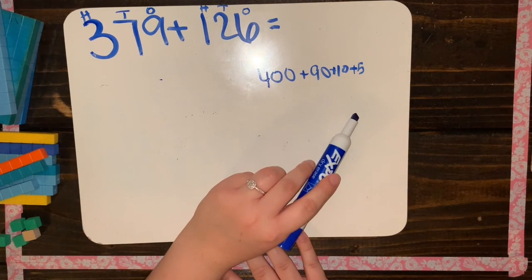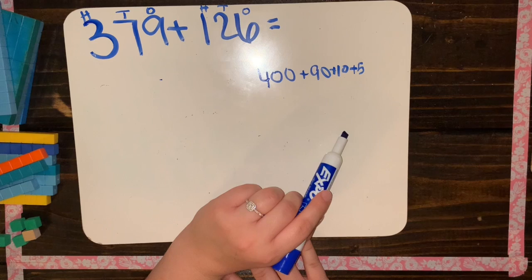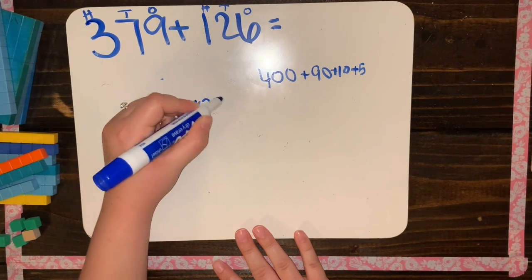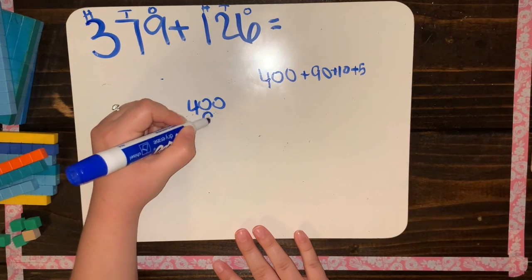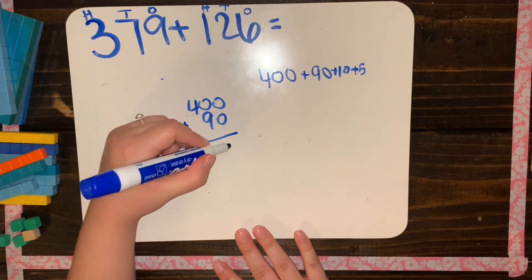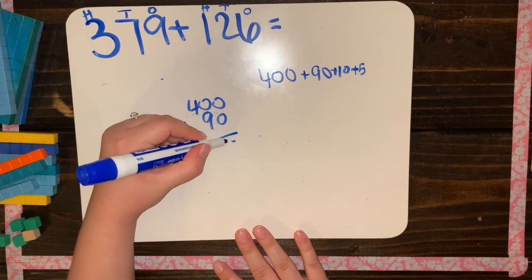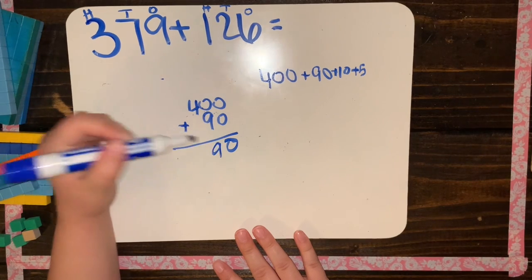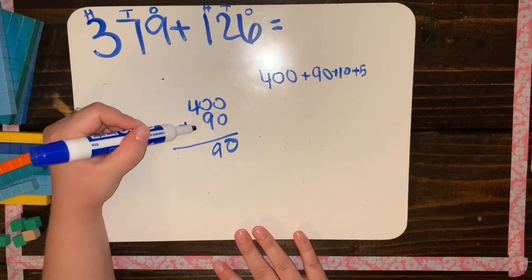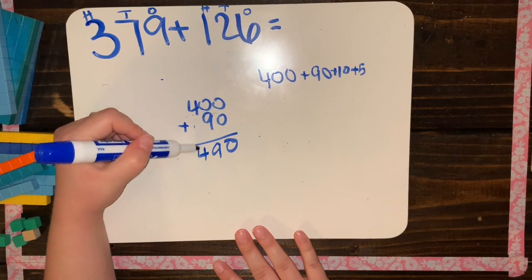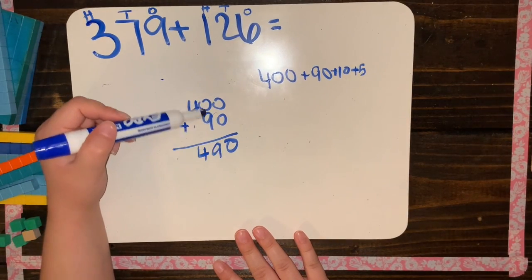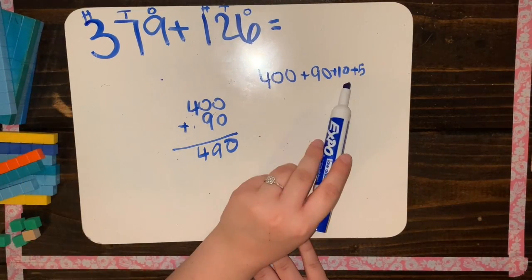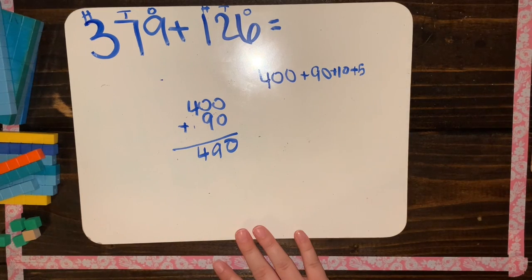So we're going to add these together now that we've used our base 10 blocks. So 400 plus 90. 0 plus 0 is 0. 0 plus 9 is 9. And 4, I'm going to bring that down because there's nothing to add. So when you're adding, make sure that your place value lines up. I'm not done yet. I still have another 10 and another 5 to add.